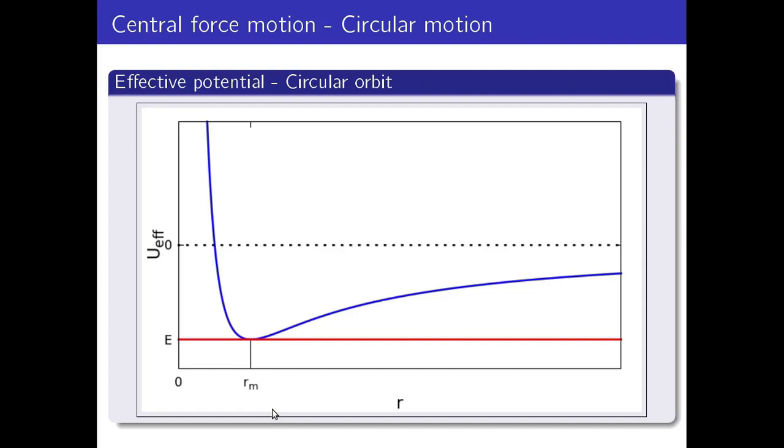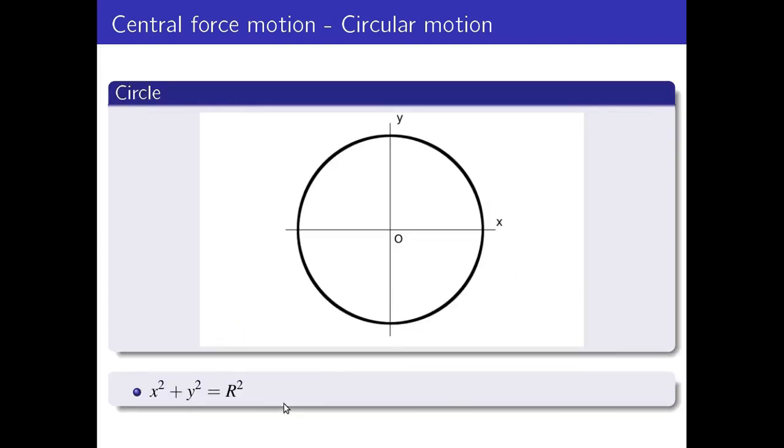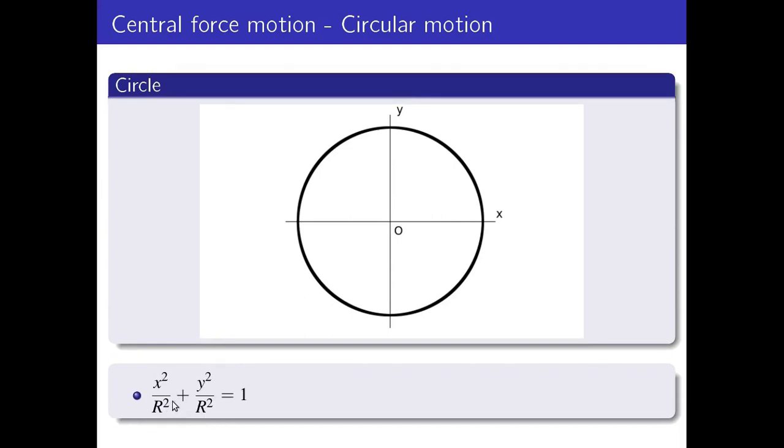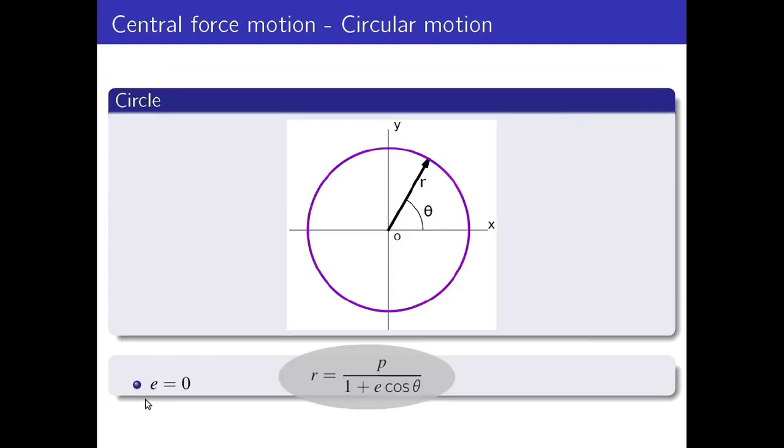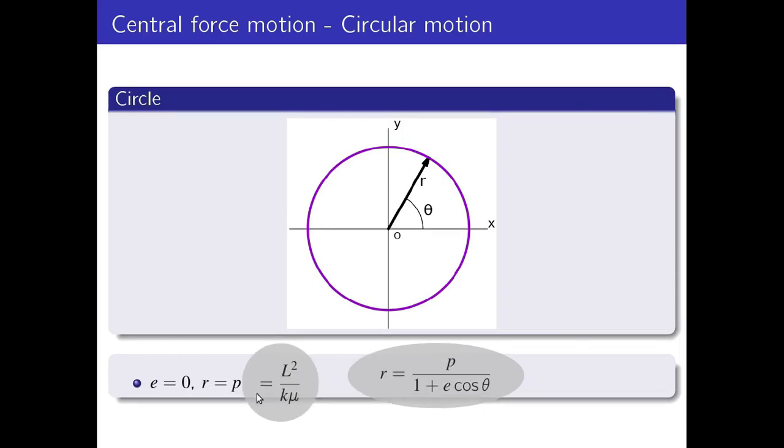as we already mentioned. The equation for the circle can be written as x square plus y square is equal to R square. And dividing both sides with R square, we can write it as x square over R square plus y square over R square is equal to 1. For the circle, eccentricity is equal to 0, then R becomes equal to P, which is equal to L square over K mu that we have already seen.